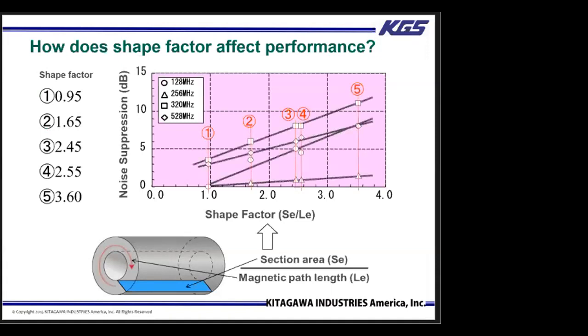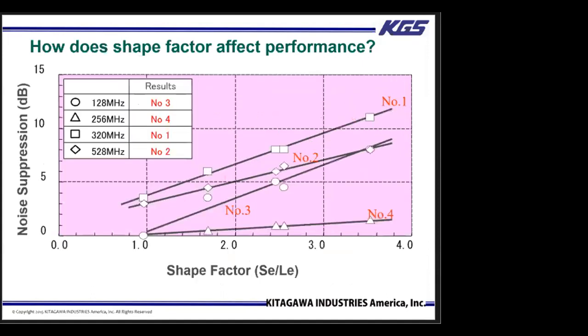We connected the points for all shape factors to clearly show the positive correlation between the shape factor and the noise reduction level. The bigger the shape factor, the greater the noise suppression. If you want to increase the shape factor without changing the magnetic path length, simply increase the length of the ferrite, which increases the section area.